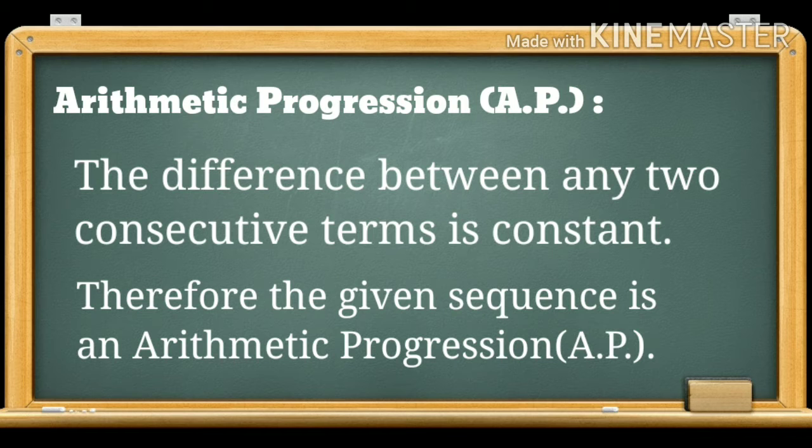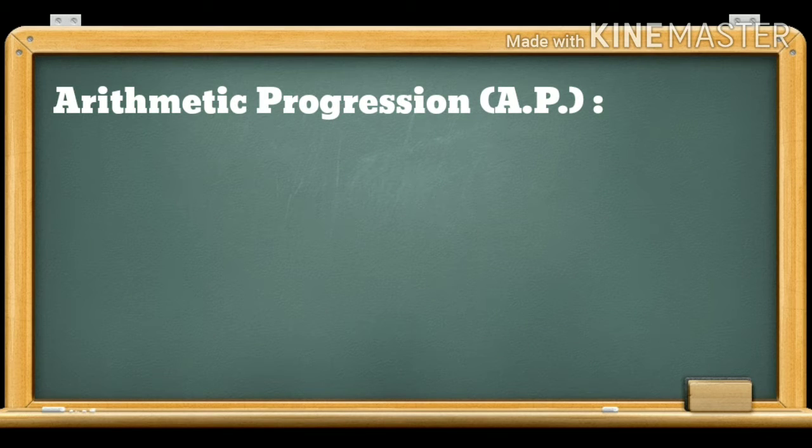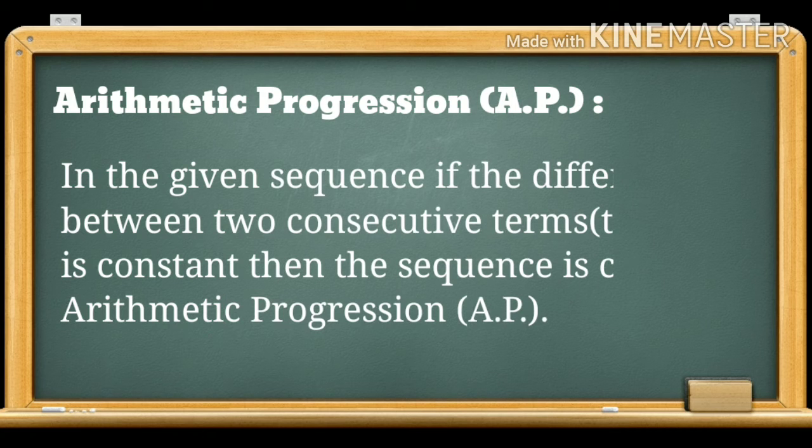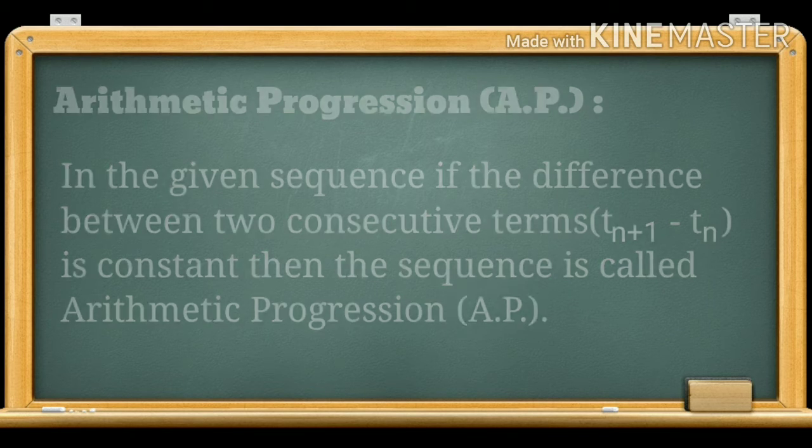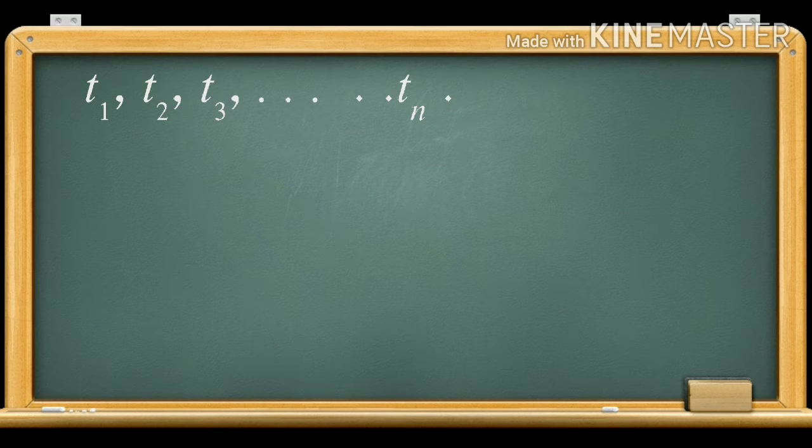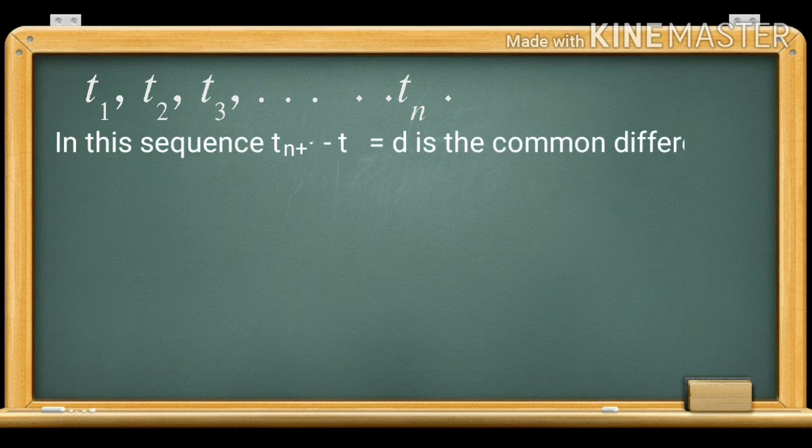So, definition of arithmetic progression is, in the given sequence, if the difference between two consecutive terms, that is Tn+1 minus Tn, is constant, then the sequence is called arithmetic progression. In short, it is written as AP. In this sequence, Tn+1 minus Tn is the common difference.